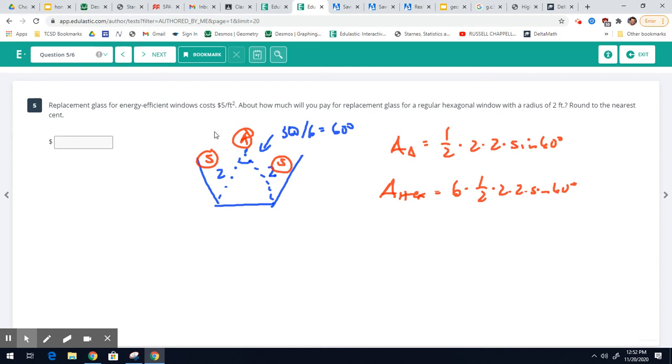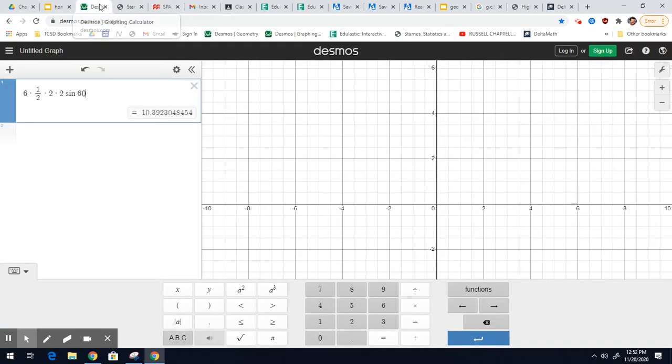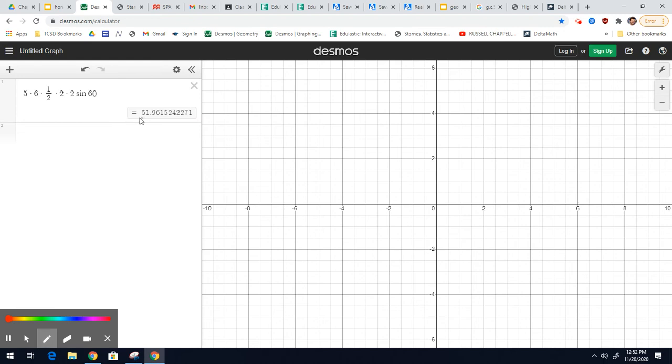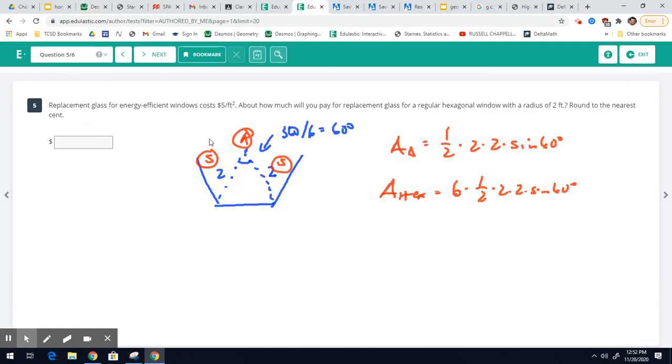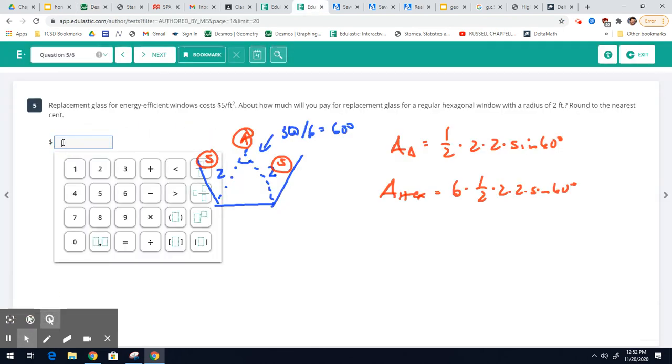But now, for every square foot, it's going to cost $5 to replace. So we need to take this and multiply it by 5. So I'm going to put a times 5 in front. This is going to find me my replacement cost. And when I did that, I got 51.96 to the nearest cent, where the 6 is. The 1 leaves the 6 the same. So this would be $51.96. So you don't have to put the dollar sign, 51.96.